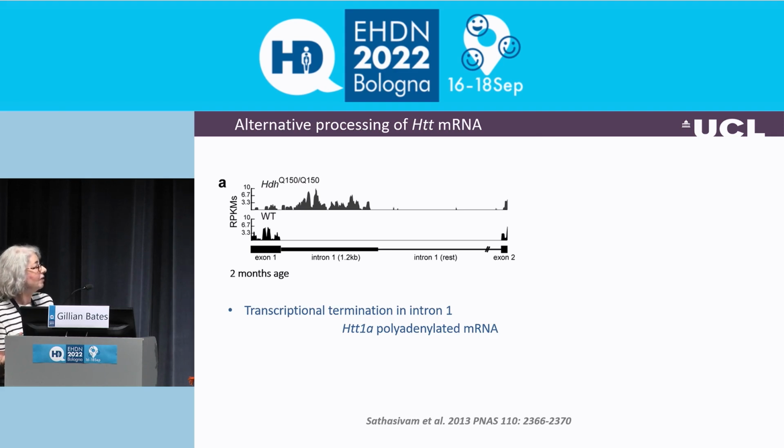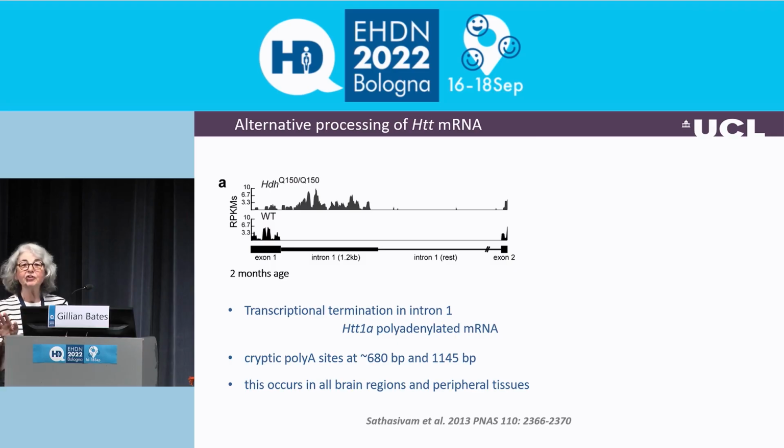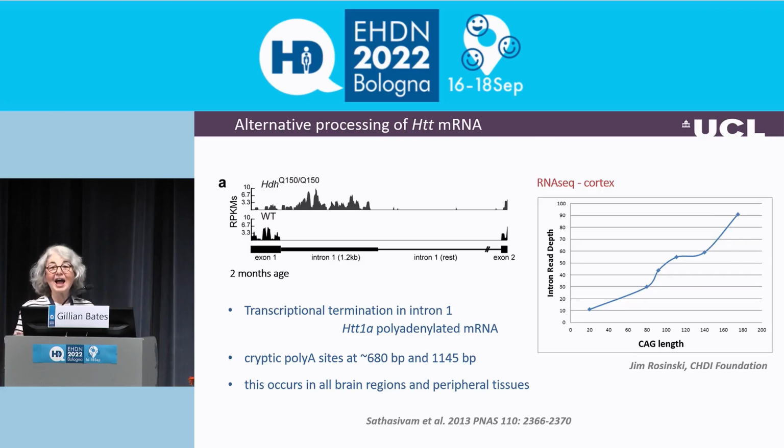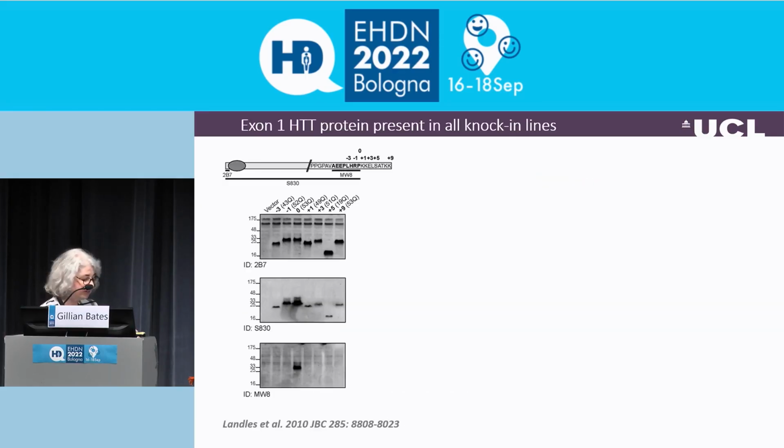And we know that in mice, there are two cryptic poly-A sites, one at about 680 and one at 1145 base pairs into the intron. And this occurs in all brain regions, all tissues. And this is an example of how this increases with CAG repeat length. This is data from Jim Rosinski at the CHDI Foundation, who has done a lot of RNA sequencing in knock-in mice with different CAG repeats. And this is looking at these intron 1 reads in the cortex. You can see that as you go from 20 CAGs up to about 180, the amount of this increases. So the production of this small fragment increases with CAG repeat length.